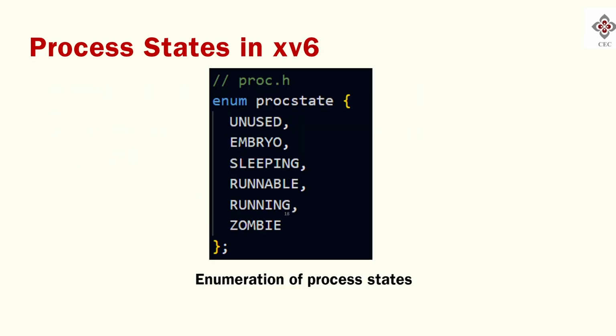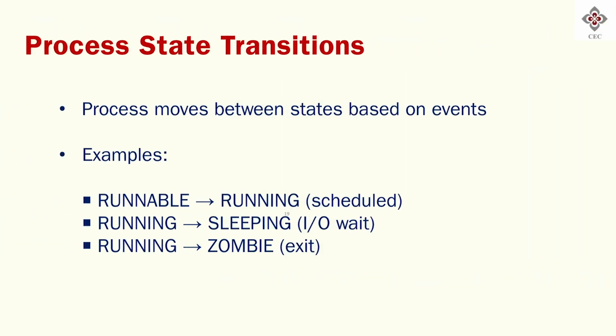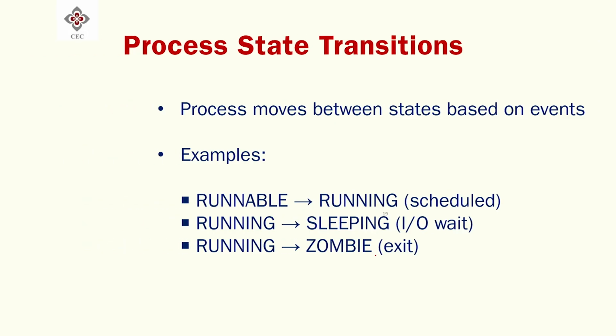So, various states in XV6, we have the process state, we have the unused state, and all this represents the different states of a process in the XV6 environment. And the transitions: a process will have many states, and these states will transition from one state to another based on some events. So, here we have the process runnable to running, then running to sleeping, then running to zombie. These are all examples of state transitions in a process.